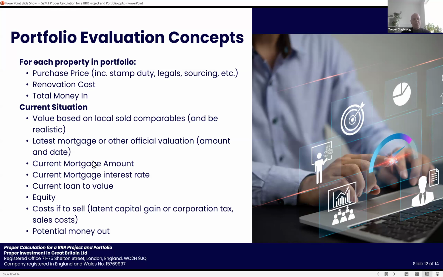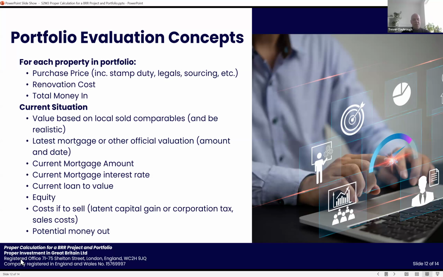Then we're looking at the current mortgage amount, so the amount of lending from the bank, the current mortgage interest rate that we've got, the current loan to value, and then we're looking at the equity. The equity is the difference between the value of the property, in other words how much we would reasonably get for that property if we were to sell it, not how much we think we can get, and then the mortgage that we still have to pay on it.